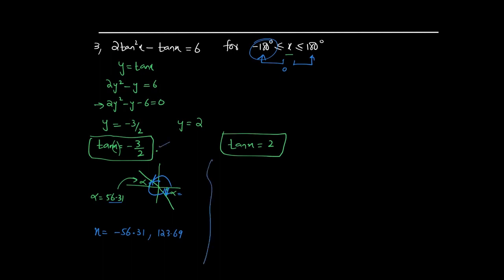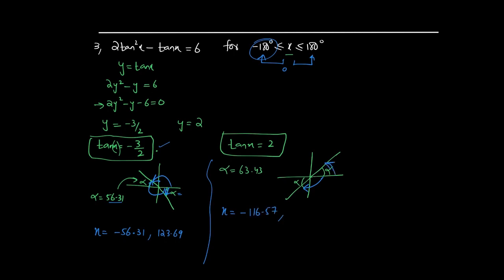Now from tan x equals 2, tan theta has a positive value, so it can be in this quadrant or this quadrant. Let's find the basic angle, which is tan inverse of 2, hence you get 63.43. Again, for negative angles, the only negative angle you can come up with is minus 180 plus 63.43, which is minus 116.57. The other negative angle you won't be taking.